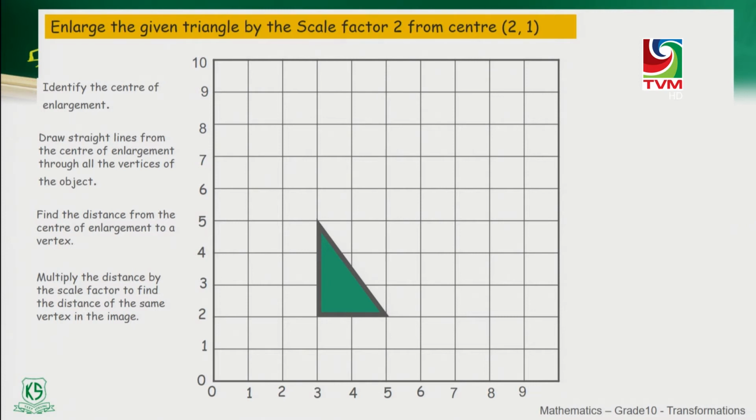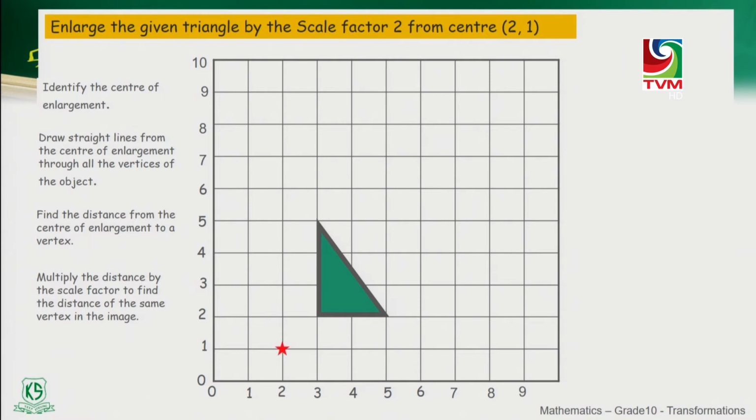Our first step was identifying the center of enlargement. Here center is 2,1. So identify 2,1 from the grid. 2,1 means x coordinate is 2. Here x value is 2 and y coordinate is 1. From 2, y value 1 is here. So this is our center of enlargement.